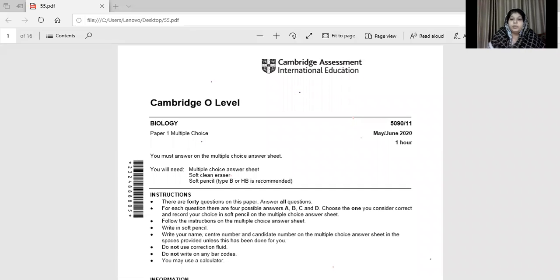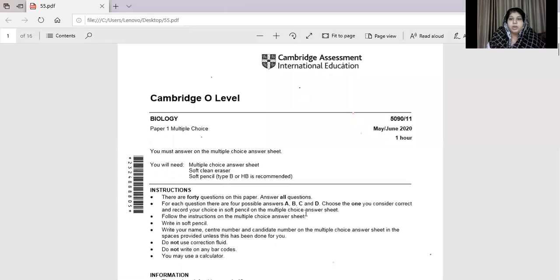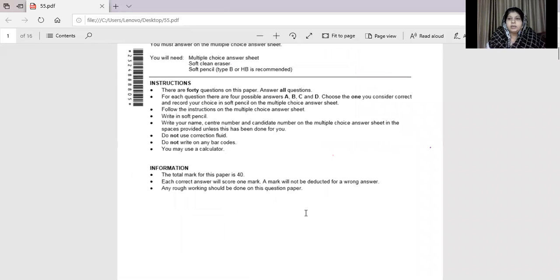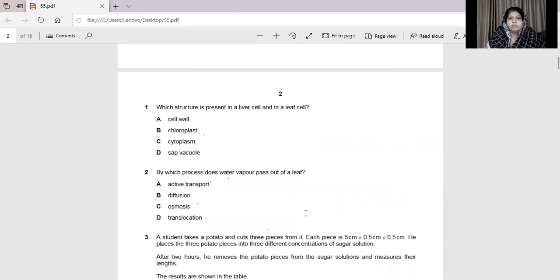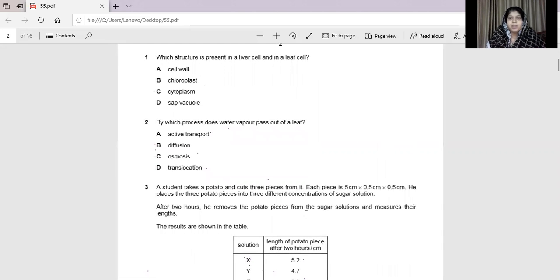Here the paper is in front of you. Now I'm starting with the first MCQ. If you know about these MCQs, the initial ones are quite easy. Starting with the first one: which structure is present in a liver cell and in a leaf cell?